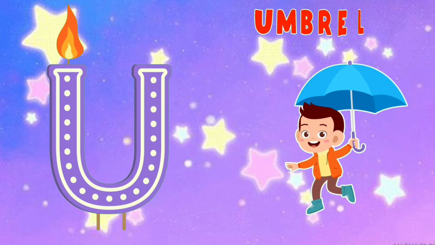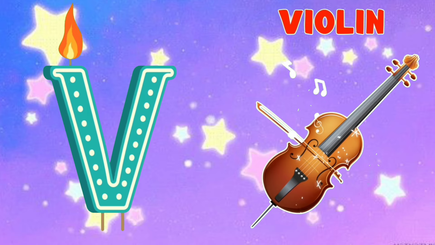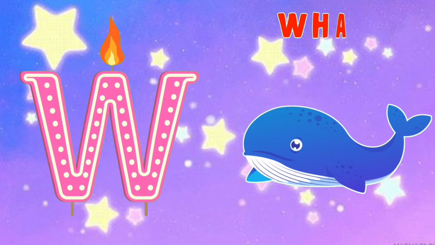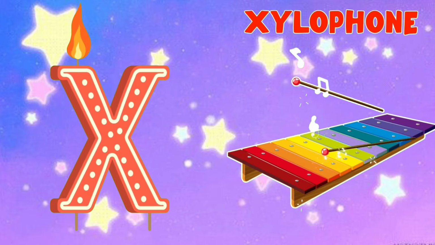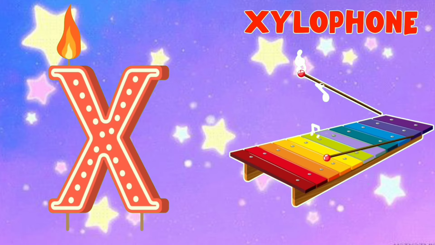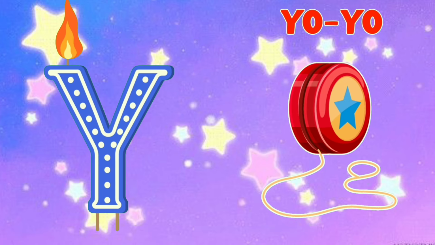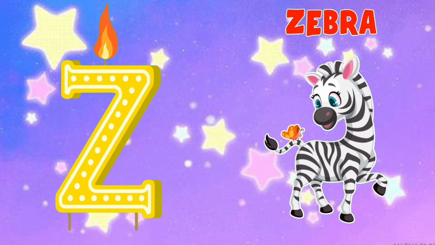U is for umbrella, umbrella. U, umbrella. V is for violin, violin. V, violin. W is for whale. Yo-yo, y-y-yo-yo. Y, yo-yo. Z is for zebra, z-z-zebra, z-zebra.